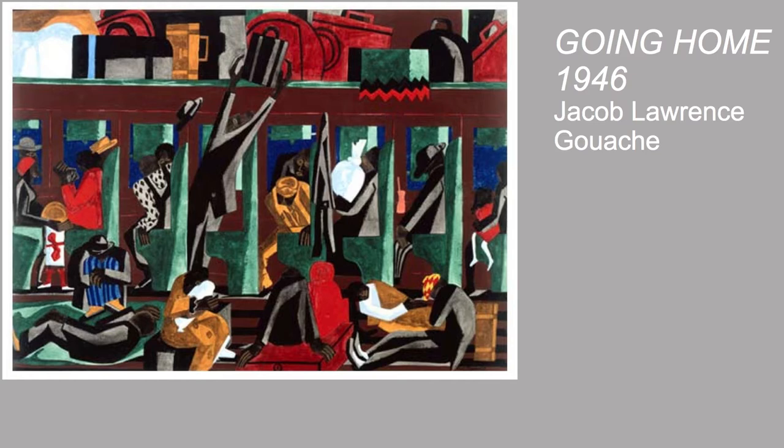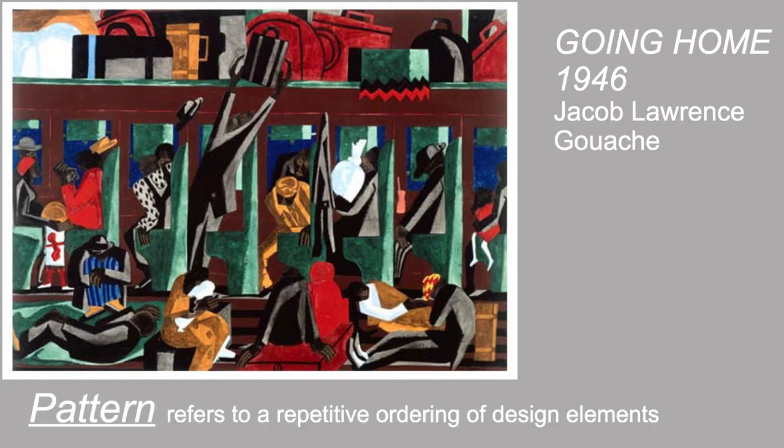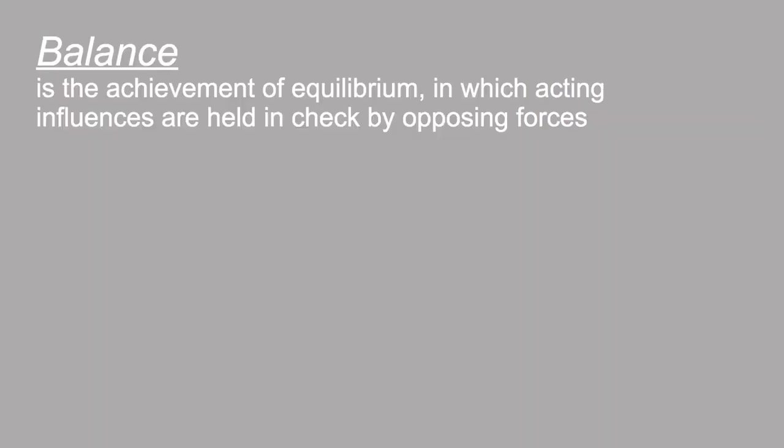Now, variety is easy to see in this picture. There are a lot of different varieties of colors, varieties of shapes, varieties of implied motions. And also in this painting, what we can see is pattern. Pattern refers to a repetitive ordering of design elements. So in this painting, you can see there's a repetitive ordering of design elements in the green chairs. The green chairs make a pattern in this particular painting.